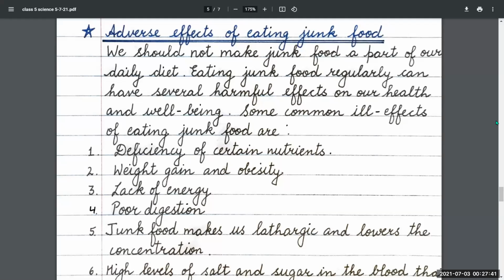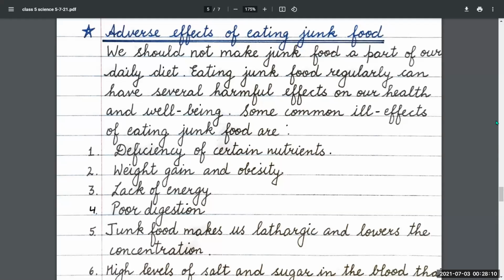Now, children, let's see some of the adverse effects of eating junk food. We should not make junk food a part of our daily diet. Eating junk food regularly can have several harmful effects to our health and well-being.